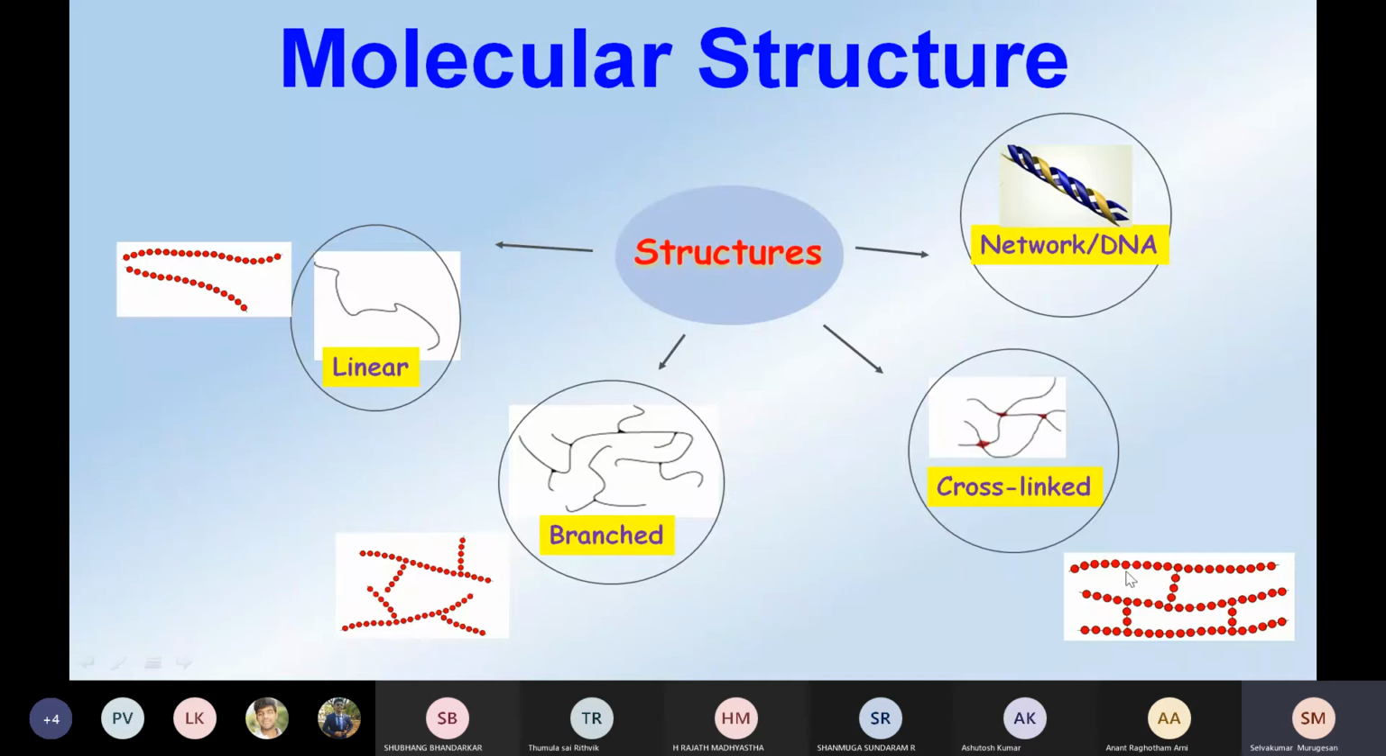Cross-linked means all the chains are linked together with other polymer chains with the help of either a curing system or some other cross-linking agents. And network polymers are DNA-mimicking polymeric structures, meaning they mimic the DNA of living organisms, maybe in the form of a double helix or triple helix, which are widely used in biomedical sectors like drug delivery or scaffolds for tissue regeneration.